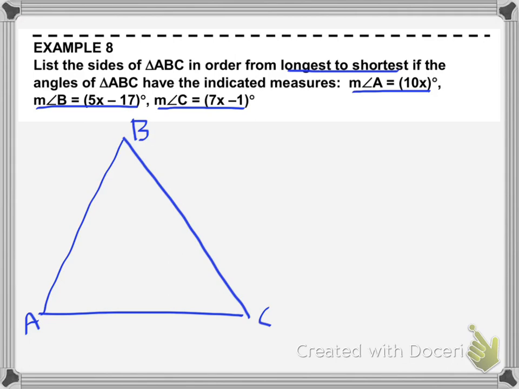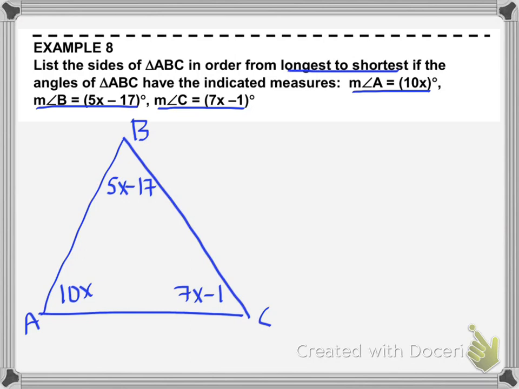So the measure of angle A is 10x. The measure of angle B is 5x minus 17. And the measure of angle C is 7x minus 1. Okay, so first of all, in order to be able to list the sides from longest to shortest, we need to know either the side lengths, which we know nothing about, or the angle sizes, which we kind of know some stuff about. We have expressions, but we still don't know how big they are compared to one another. So the first thing we're going to need to do is figure that out.